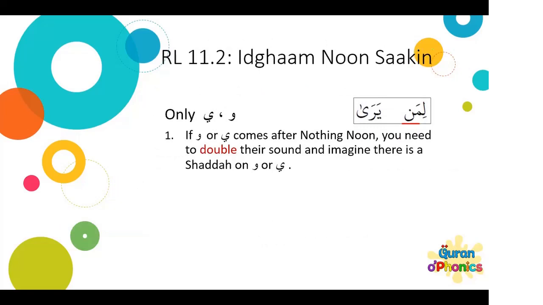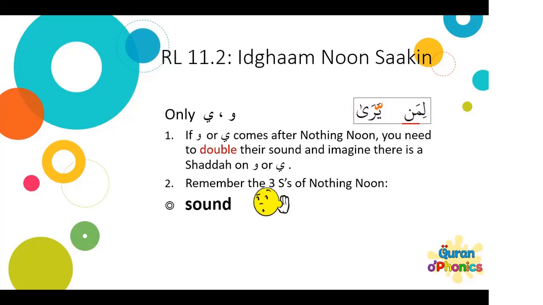Then we teach them, if waw or ya comes after nothing noon, what do you need to do? You need to double the sound of waw or ya and imagine that there is an imaginary shadda on ya or waw. You won't see it in the Medina Mus'haf. You won't see a shadda. But we're telling the child, okay, you've spotted a nothing noon. Now become alert, open your eyes, look carefully. What's the letter after it? If it's ya or waw, you need to put an imaginary shadda on waw or ya, and remember that the sound of nothing noon will be different. You will stretch it for 2 counts, and you need to see the letter after it.